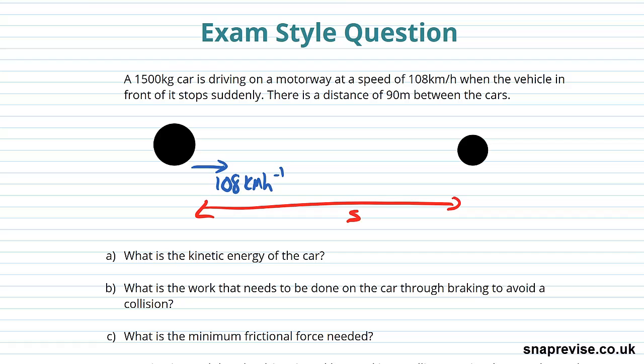So finishing up with an exam style question, we have that a 1,500 kilogram car is driving on a motorway at a speed of 108 kilometers per hour. When the vehicle in front of it stops suddenly, there's a distance of 90 meters between the cars.